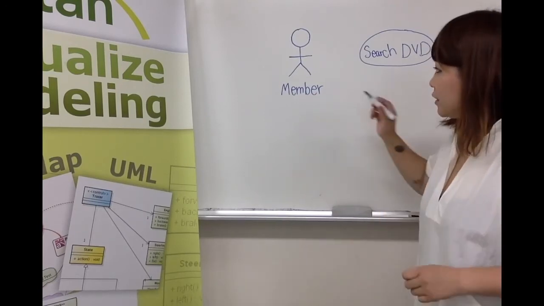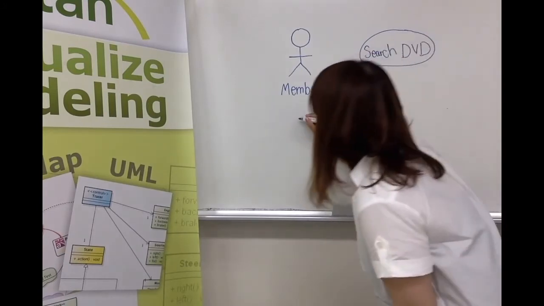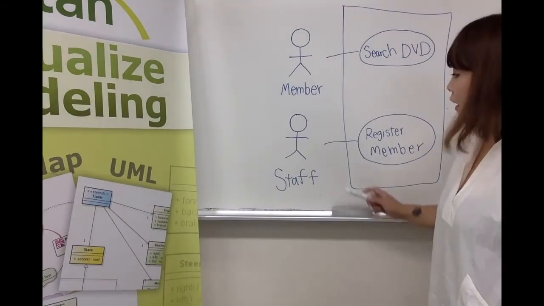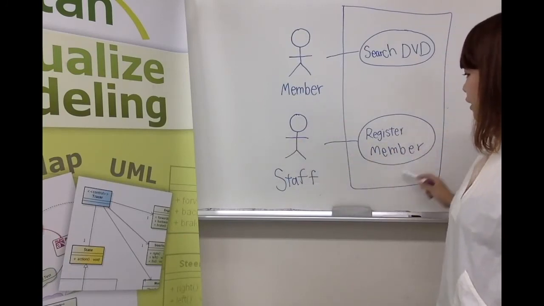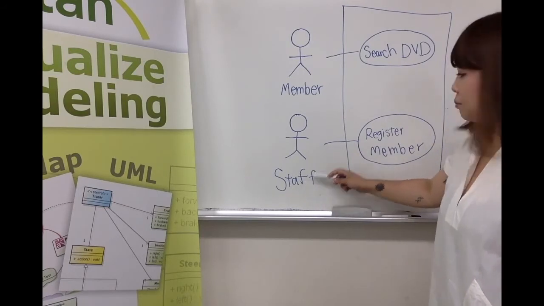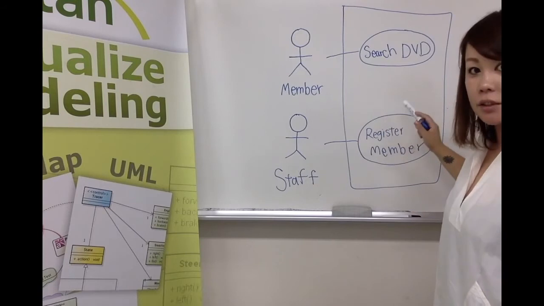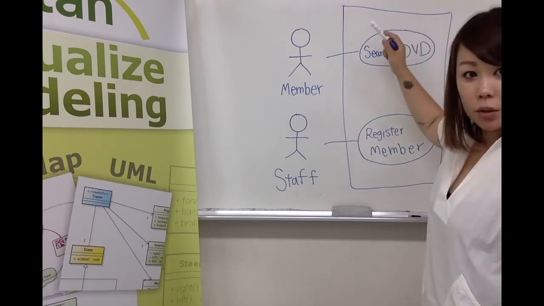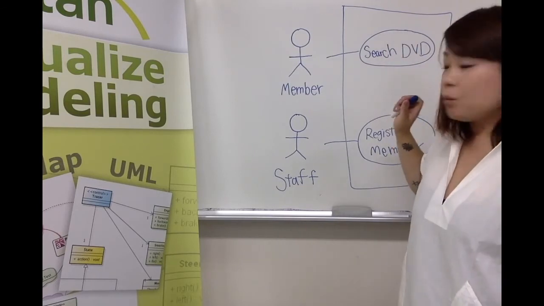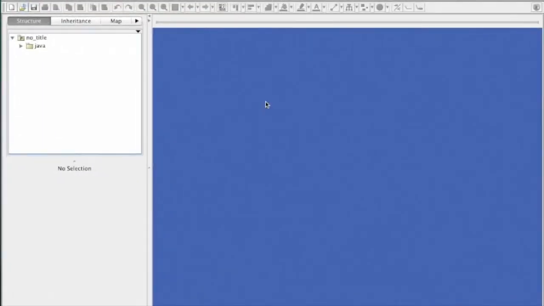Well, let me add some more actors and use cases to complete this diagram. And I added another actor named staff and another use case, which the staff actor participates in, which is registering a membership for the member on the system. And this rectangle is called subject or system boundary. Well, let's see how this diagram goes into Asta. I'll show you how quickly you can draw this use case diagram using Asta.